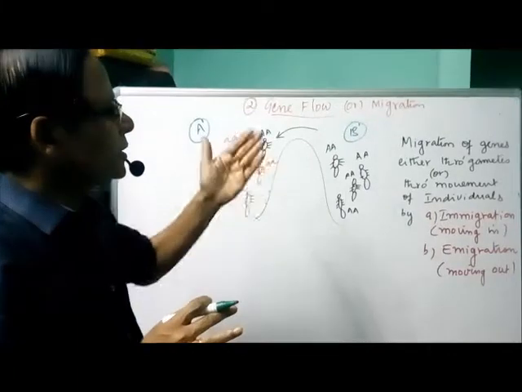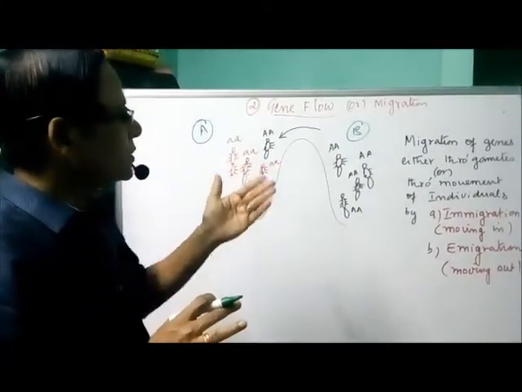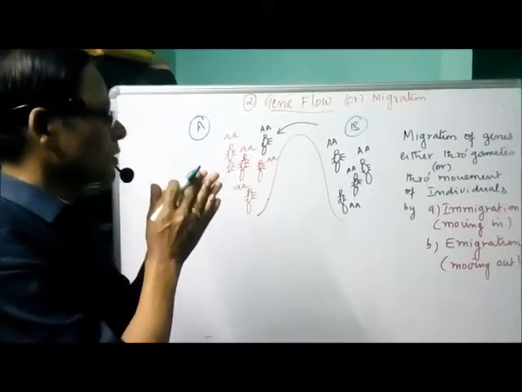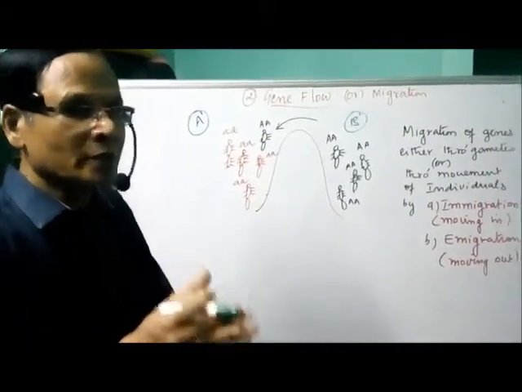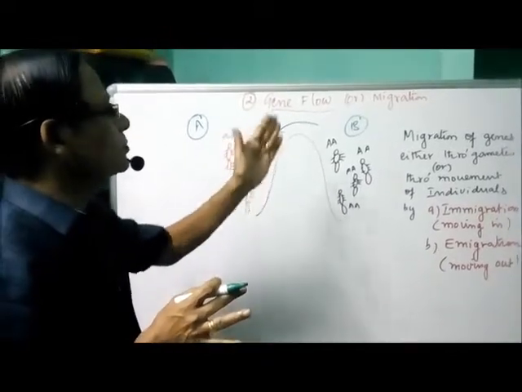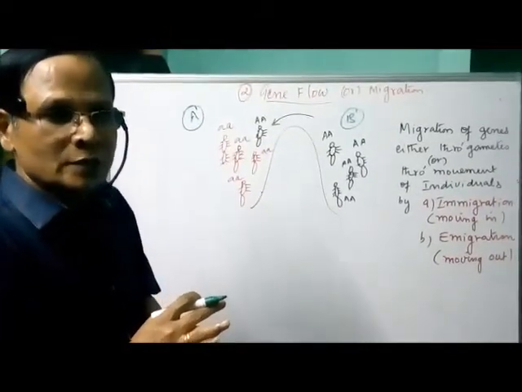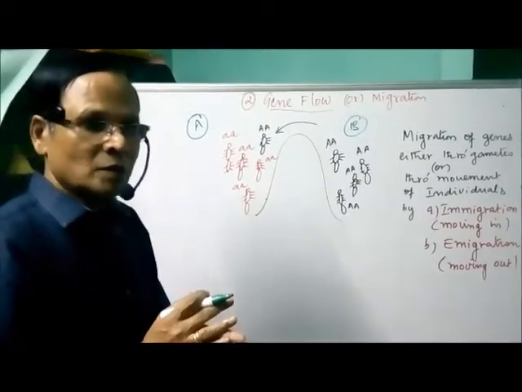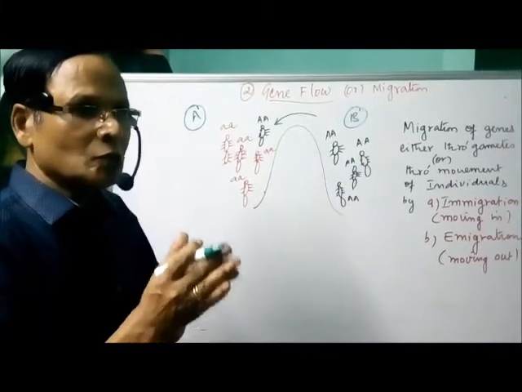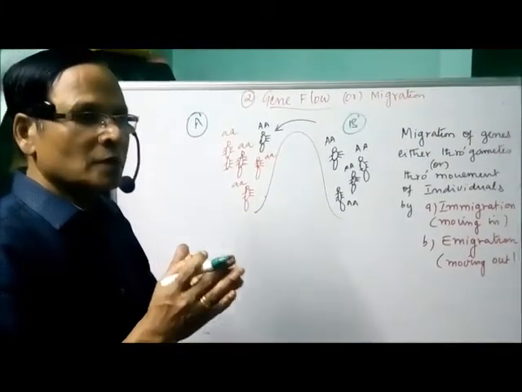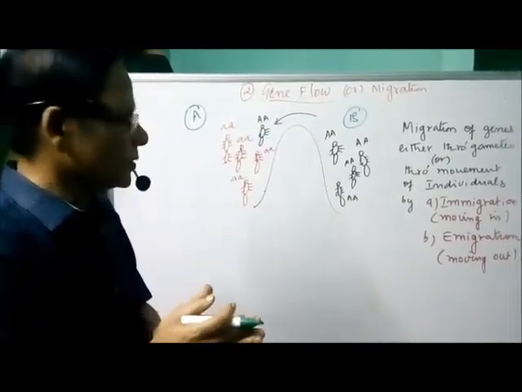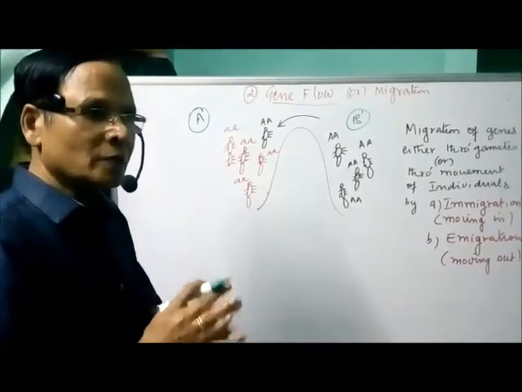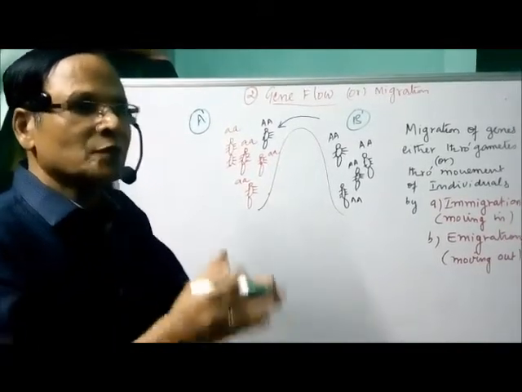So, the migration of genes, either through gametes or through movement of individuals, by immigration or by emigration, is called gene flow migration. Now it brings about allelic frequency change. This gene flow normally brings a new allele or brings about the existing allele. That means it may produce new alleles, or it brings the existing allele but in different proportions.